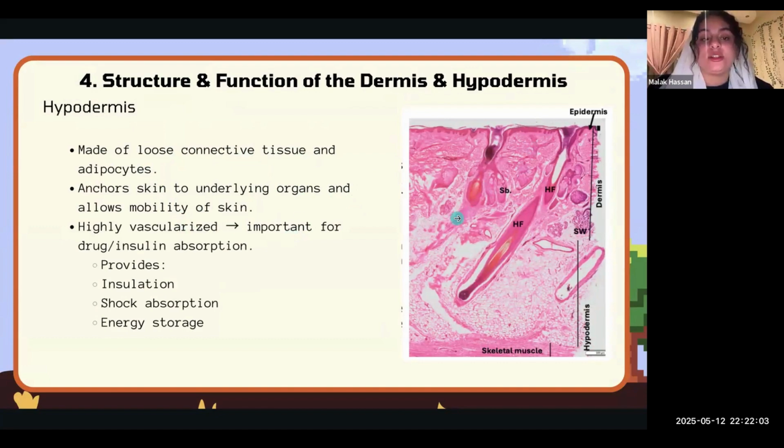And it's very highly vascularized, which is very important for drug and insulin absorption, as well as surgery. You need to be very careful. And it provides insulation, shock absorption, and energy storage.